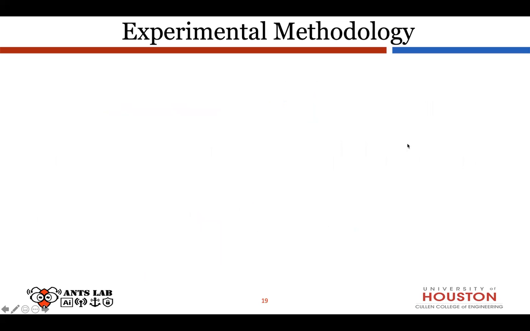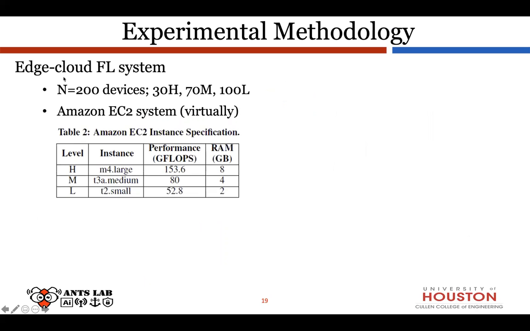Firstly, let's look at the experimental methodology of their proposed algorithm. They consider a cloud federated learning system, which contains 200 devices: 30 high-end devices, 70 mid-end devices, and 100 low-end devices. They emulate the federated learning system on Amazon EC2, a virtual cloud computing platform. So this is the setting of their system.